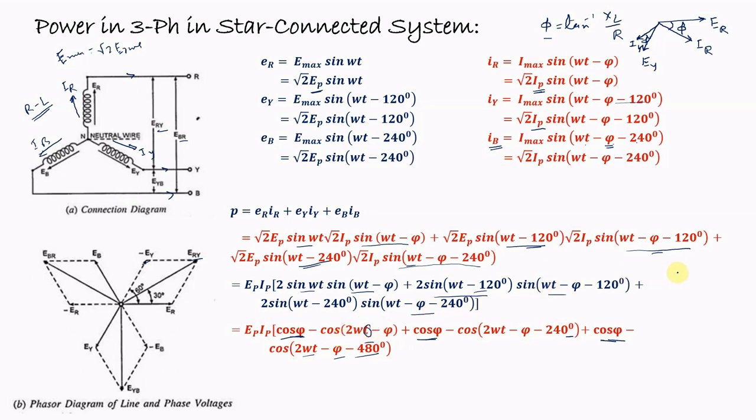So over a complete cycle, the average power of this value will be equal to 0 because it depends upon time. Similarly, for this parameter, over a complete cycle, the average power will be 0, and here it will also be equal to 0. So ultimately, we have cos phi plus cos phi plus cos phi. So the average power will be 3 E phase I phase cos phi. This is the total three phase power of a star connected system.